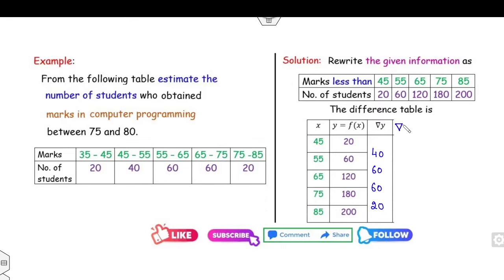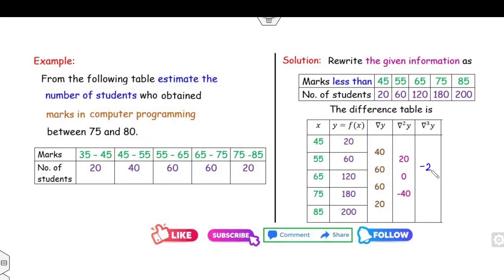All the values are not the same. I can find the second difference table: 20, 0, minus 40. Again you can see they are not the same. I can find the third difference table, until you get the constant value. This number is minus 20, this number is minus 40. Again they are not the same, then I can find the fourth difference table. Now you get a constant value, so we will stop at this point.